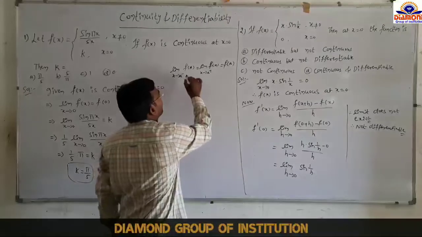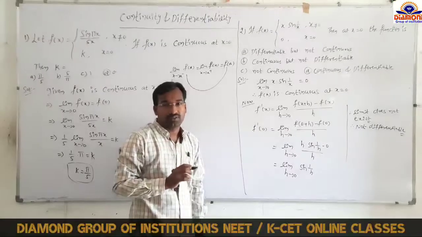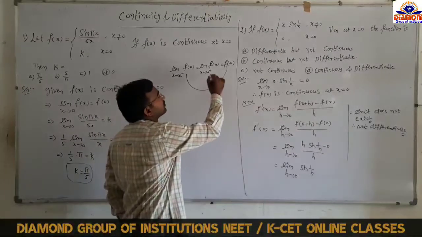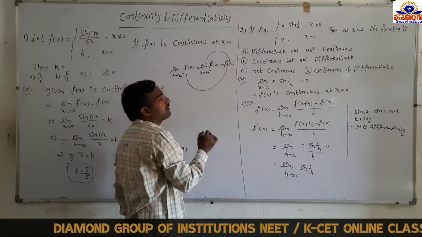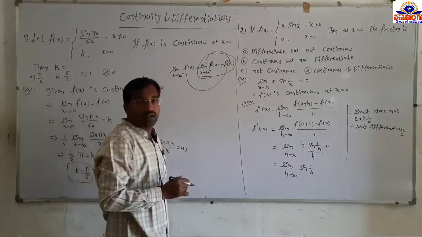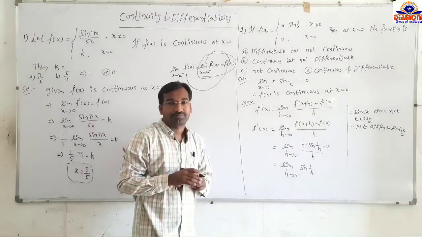Suppose the left limit equals f of a, and it exists, then it is called left continuous. Suppose the limit as x tends to a plus of f of x equals f of a. If this condition holds, that is called right continuous.